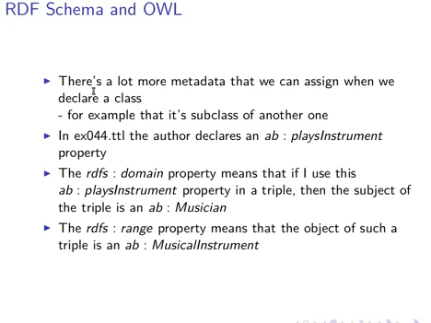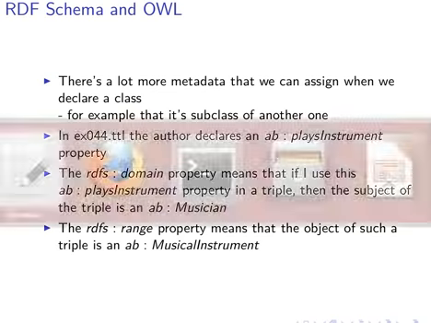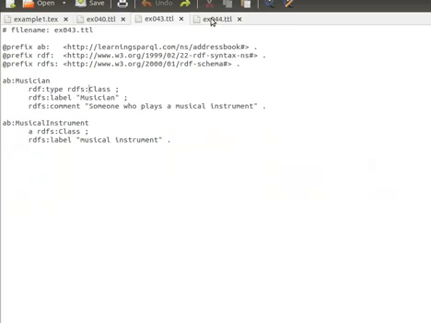Now, let's have a look at an example. Example number 044.turtle, that turtle file, where the author declares a play instrument property. Now, rather than a new class, he declares a property. Properties require a domain and a range. Yes, so they require a domain and a range. Remember this. Let's just have a look there, see how it's done, and then I'll go back to the explanation.